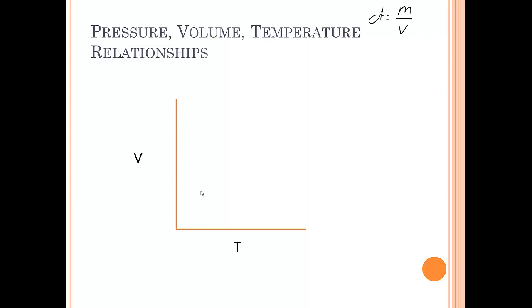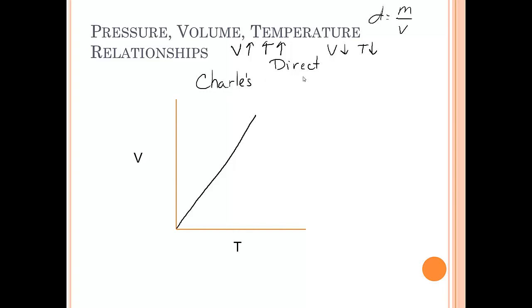So also on this one with temperature and volume, it doesn't have to be that sharp of a line, but what do I want to know? That as volume goes up, temperature goes up. As volume goes down, temperature goes down. So this again is a direct relationship. This is known as Charles' law.